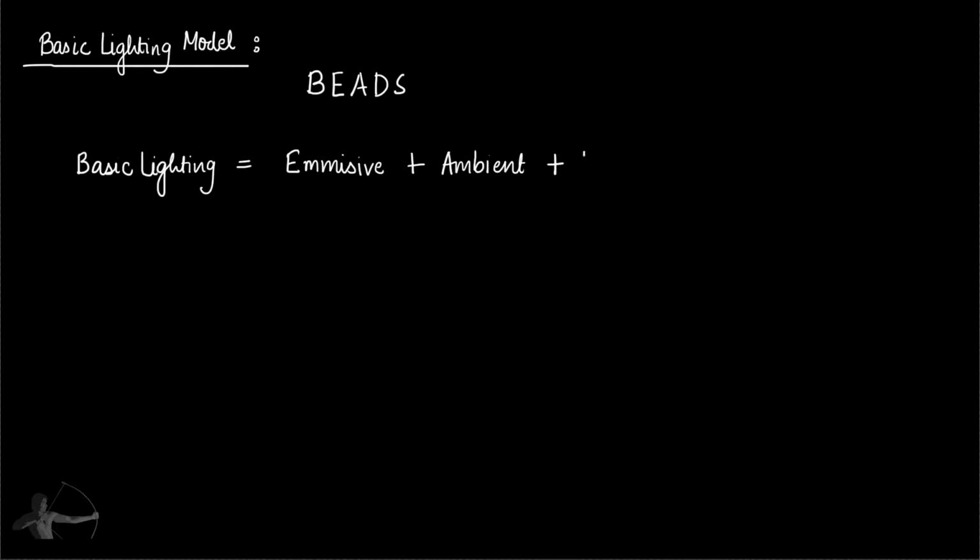Hello everybody, in this chapter we will wrap up our basic lighting model. To remember the structure of the basic lighting model, we remembered a word called BEADS, where B represents basic lighting, equals emissive plus ambient plus diffuse and specular.